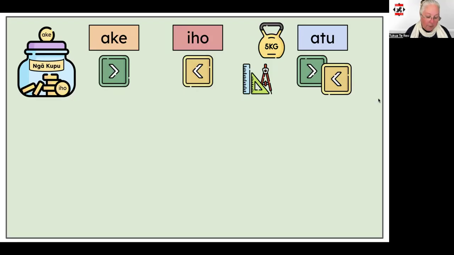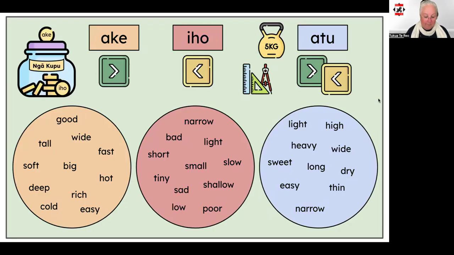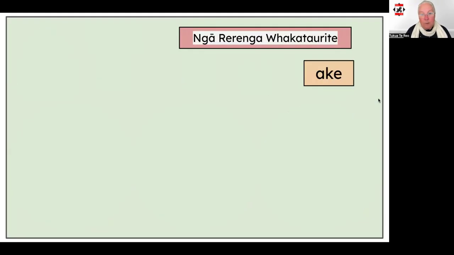Here are some examples of comparative adjectives to show you what I mean. Let's start with big and small. We've also got long and short, heavy and light, tall and wide, and there's a whole lot more. Now that we've got some kupu in our kete, let's start building comparative sentences, starting with ake.